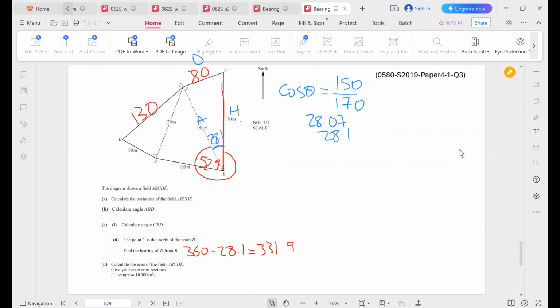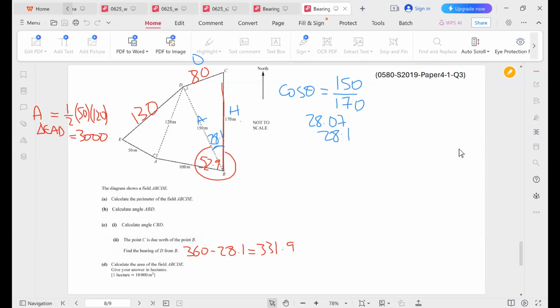In the final part of the problem, we're required to calculate the area of the entire field. So again, we have to calculate the area of each triangle. The area of the first triangle here, area of triangle EAD, would be half base times height, because this is pretty simple. So half times 50 times 120. I'm using my calculator to evaluate it. So this equals 3,000. And this is the first area that we want.